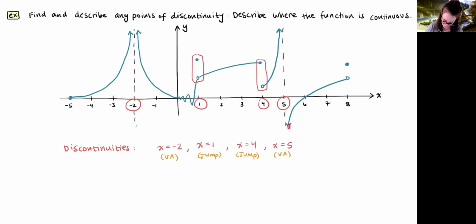Then after 5, we keep going along the function here, and it looks like at x equals 8, we've got another jump there. It's kind of small, but it is a jump nonetheless. So here's our last discontinuity. We call this another jump.